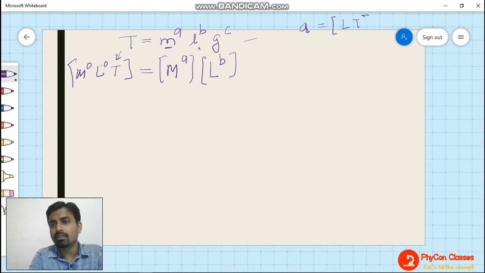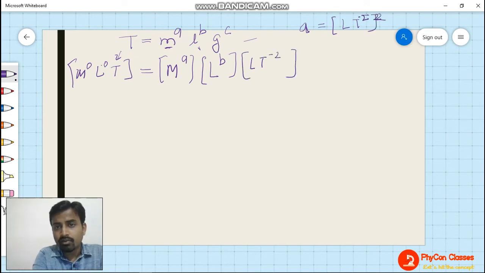It's not working here. 2 minus 2. Fine. So this will be L T to the power of minus 2 and to the power of C. Clear? Now what we have to do? Now we have to just equate the power of m, power of L and power of T. By that we are going to get a certain number of equations, and by solving those equations, we will get A, B and C. This is the simple technique.